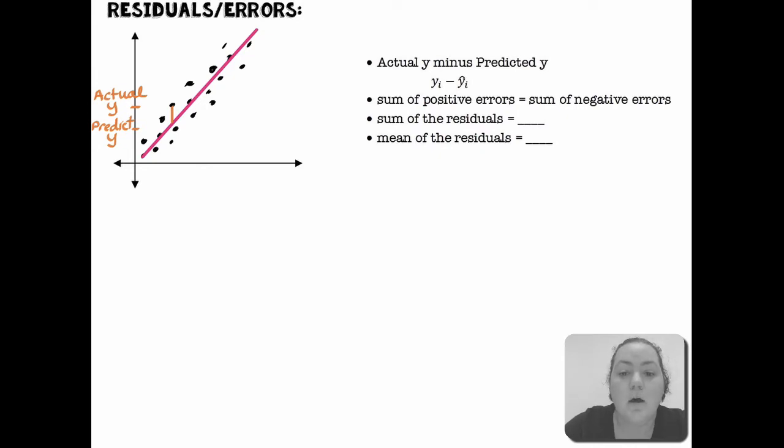And then the sum of positive errors equals the sum of negative errors. So here's a -1. The ones that are above the line of best fit would be your positive errors. The ones that are below will be your negative errors. And if you added all of the residuals, the positive residuals and the negative residuals, they would end up equaling. Okay. The sum of all your residuals should be 0. So they should balance each other out. And the mean of the residuals should be 0.